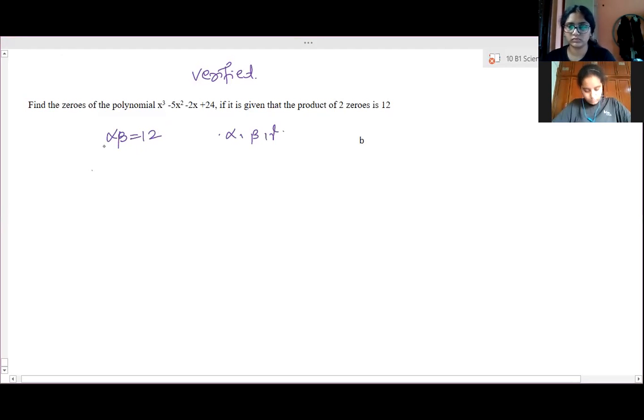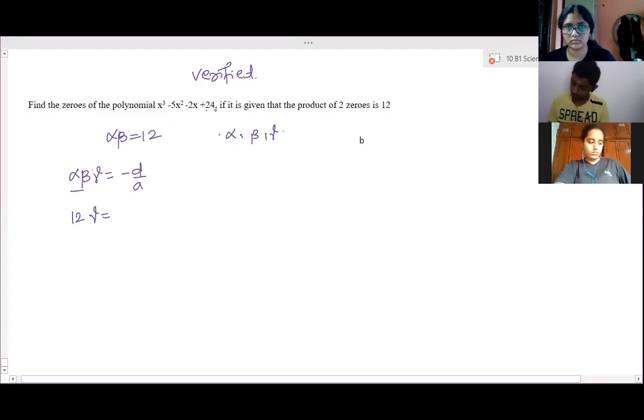So alpha beta is given 12. So alpha beta gamma is equal to minus d by a. Alpha beta value is 12 into gamma is equal to what is minus d? Minus 24. Gamma is minus 2.